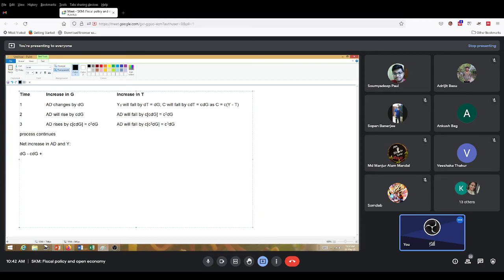In the second period it is C dG minus C into CdG, মানে C square dG. C square dG. In the third period, C square dG minus C cube dG. Right, and this is going to go on.